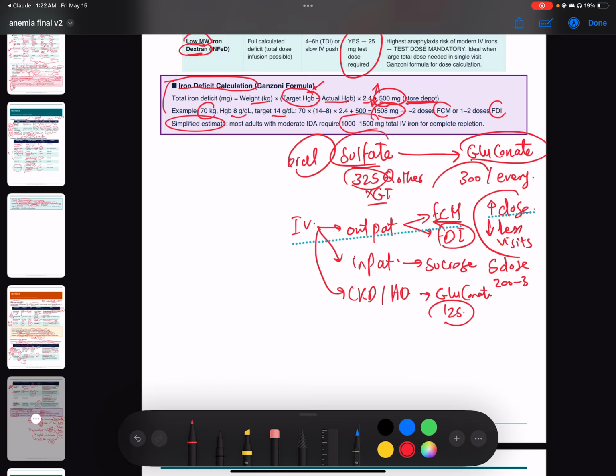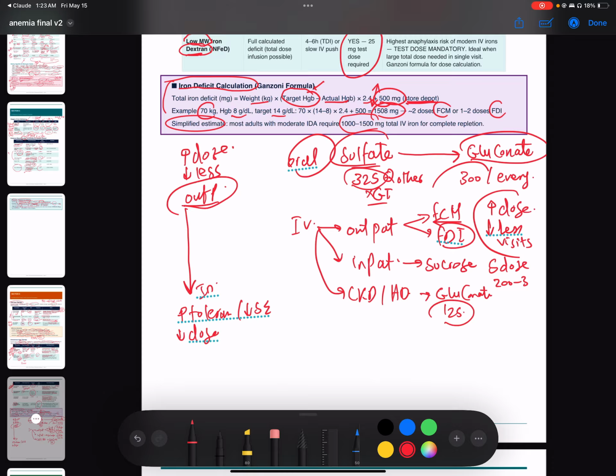So if you just recognize, once we go this way, we move from outpatient to inpatient, and usually here you have higher tolerance, fewer side effects because it's a smaller dose, right? And here you will see the dose is usually high and visits are less frequent, so it can be a better option for outpatient.